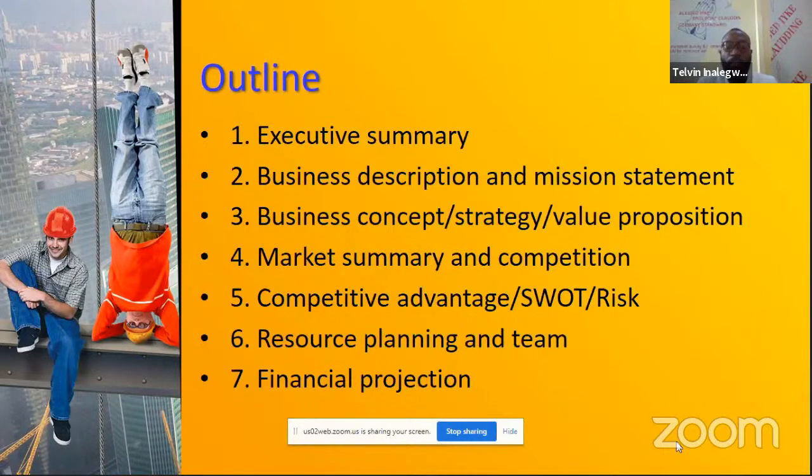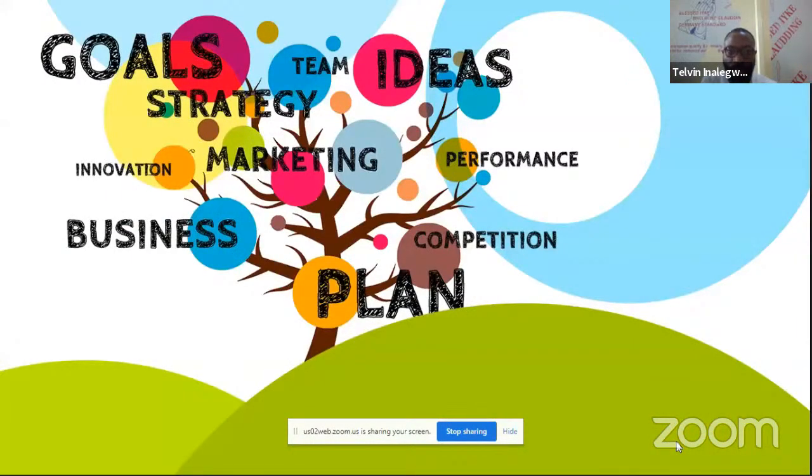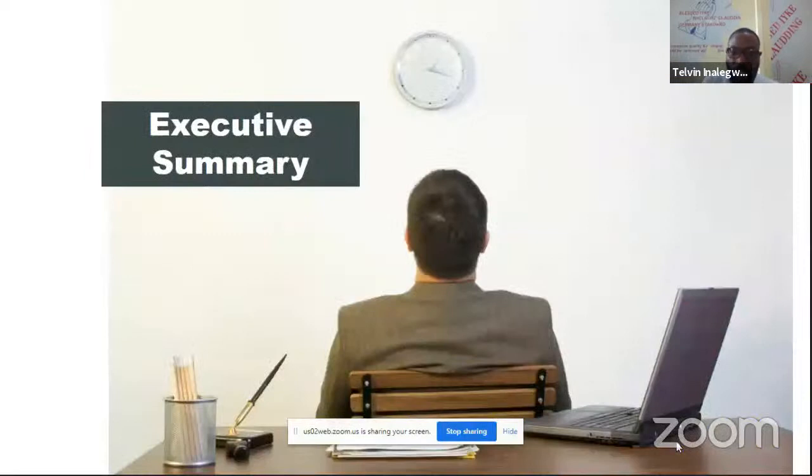Remember when we talked about feasibility study, we said that one of the components is the description of your business. So when you have done your feasibility study, most times it's just to extract what you have and bring it into your business plan. So for a business plan, your goals, the strategy, your team, the ideas, innovation, marketing, performance, the competition, all is going to sum up to your business plan. Like I told you, the first is the executive summary.